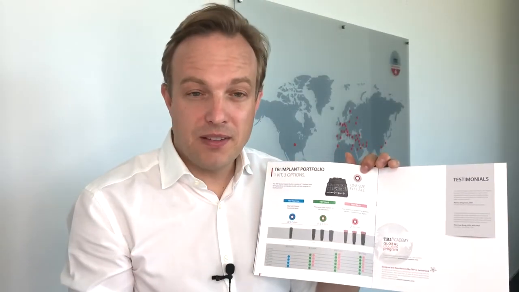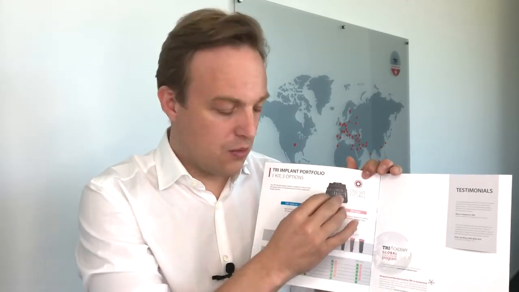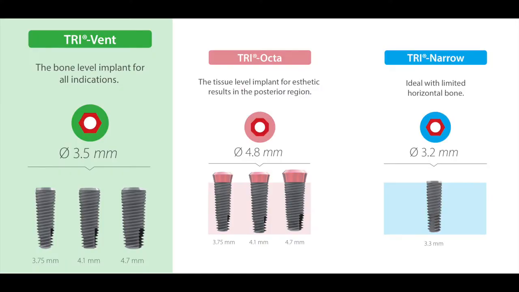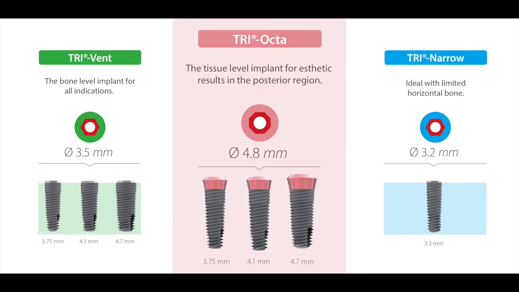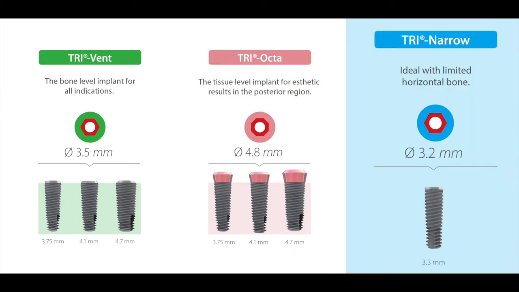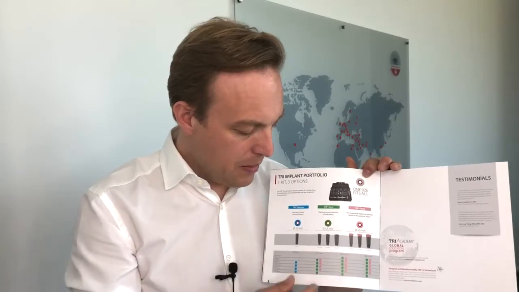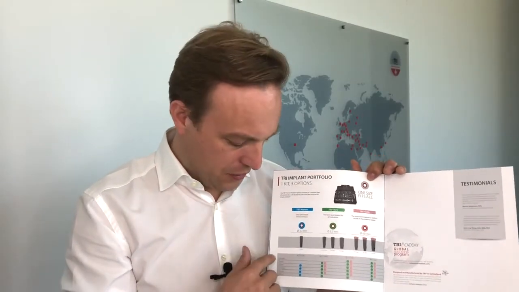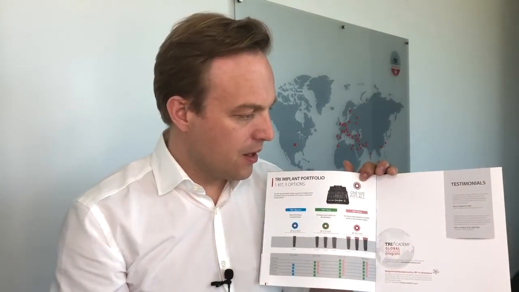Here you have an overview on our simplicity of the system. One surgical kit with which you can place the bone level, 3.7 or 4.7 diameter, or the tissue level, same diameters, 3.7 or 4.7. We have a special niche implant, the narrow, with 3.3 diameter, and all implants are coming in lengths of 6.5 to 16 millimeters, depending on the type.